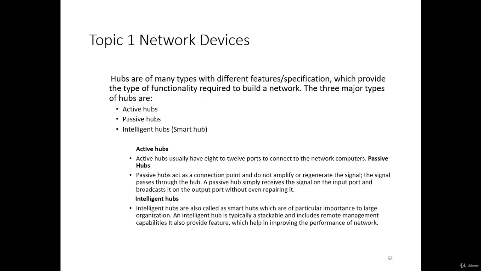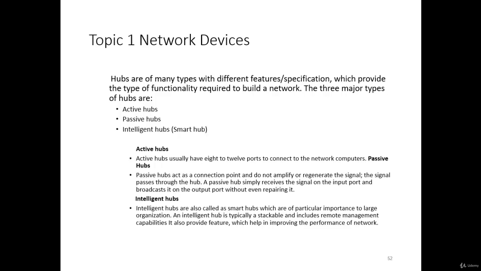Hubs are of many types with different features and specifications, which provide the type of functionality required to build a network. The three major types of hubs are active hubs, passive hubs, and intelligent or smart hubs. Active hubs usually have 8 to 12 ports to connect to the network computers. A passive hub acts as a connection point and does not amplify or regenerate the signal. The signal passes through the hub.